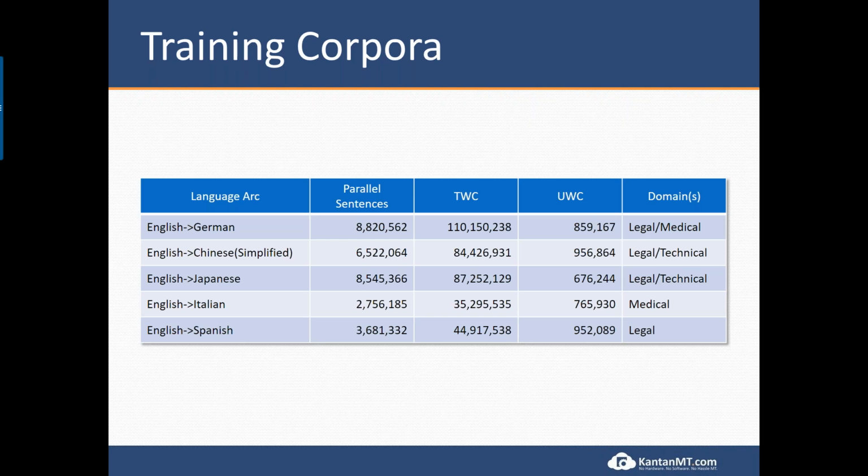You can see the amount of parallel sentences we use. These are by no means small engines, ranging from 44 million words all the way up to 110 million words. That's what the TWC, the total word count column is, and the UWC is the unique word count. So that's the unique word count in those engines, just to give you a sense of how deep those engines go in terms of unique words for a particular language arc, a language arc being English, German, a language arc being English and Chinese and so on. You can see that we've got a lot of unique words there, which means that these engines, although we've trained them on the legal and medical domain, they probably could be used in an open domain scenario and do reasonably well as well.